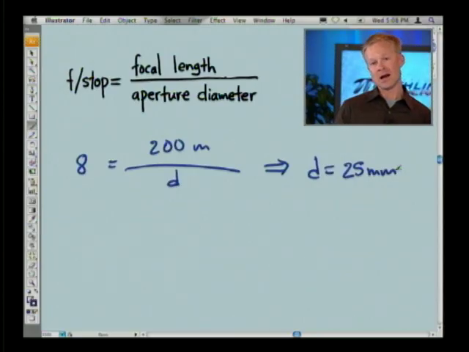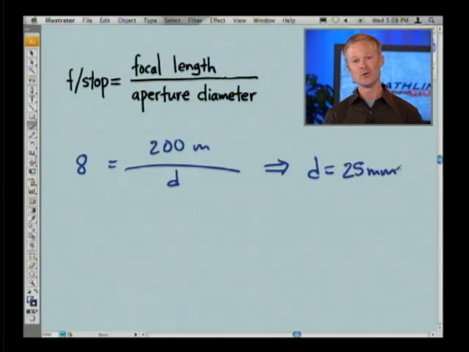So one thing to point out here is one reason the numbers may seem a little strange. Look at that fraction. If you make the aperture diameter larger, it's on the bottom of a fraction. That's going to make the f-stop number smaller. So it's sort of inverse what you might think. A larger f-stop number is actually a smaller opening or less light.